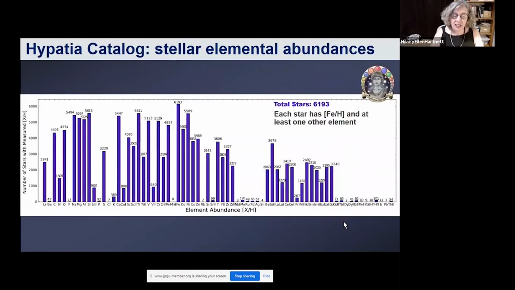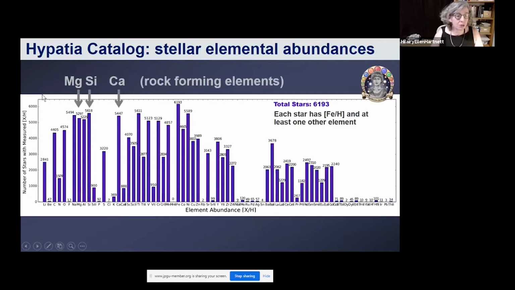The Hypatia catalog has measurements of elemental composition for about 6,200 stars. This is a bar chart that has the number of stars with a measured element plotted for each of the elements that have been measured. About 73 elements have been measured in stars, and each star has iron and hydrogen plus at least one other element. So this is quite a nice data set.